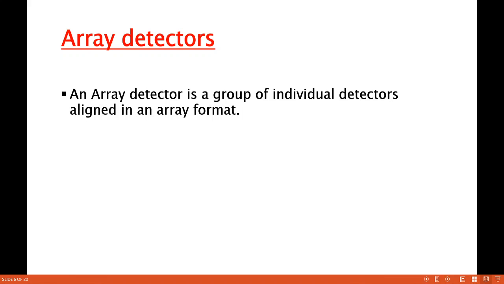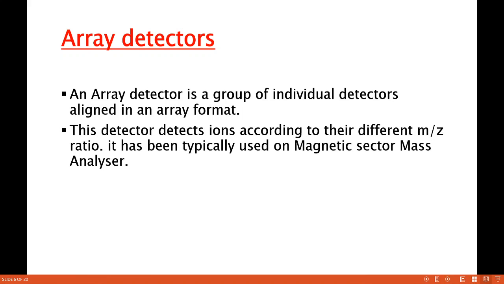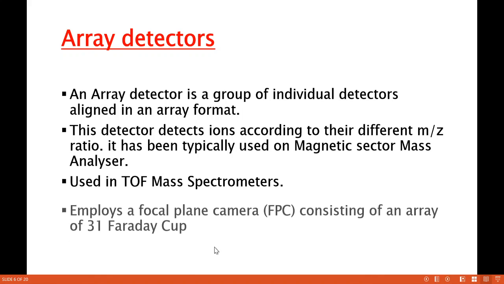An array detector is a group of individual detectors aligned in an array format. These detectors detect the ions according to their different m/z ratio. It has typically been used on the magnetic sector mass analyzer. It is also used in the time of flight mass analyzer because the construction of these two analyzers is the same. Only the working difference is that in one we use a magnet, and here we never use the magnet. So for both analyzers, we use the array detector.